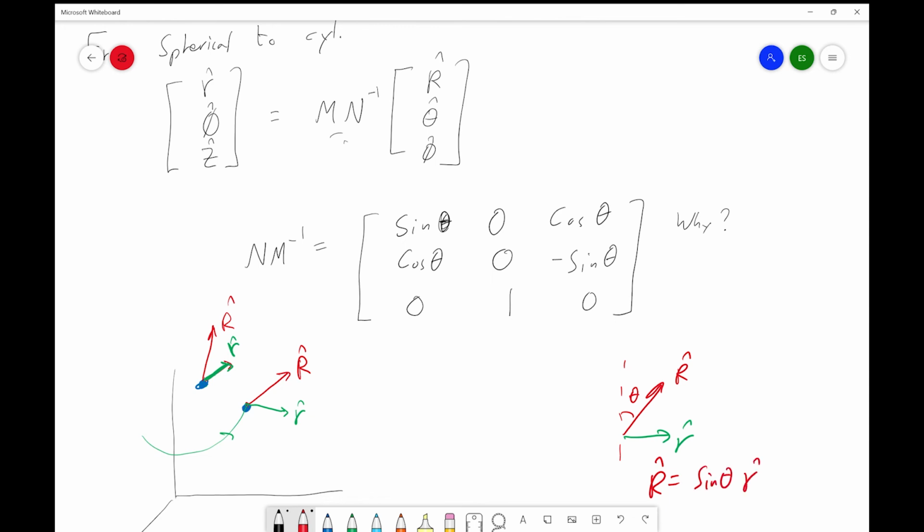So notice it does not depend on phi because of the symmetry. R hat is always following r as we change phi. So there is no dependence. That's why there is no dependence on phi. And this kind of intuitive non-dependence on phi, we see it right away in the matrix when we compute it.